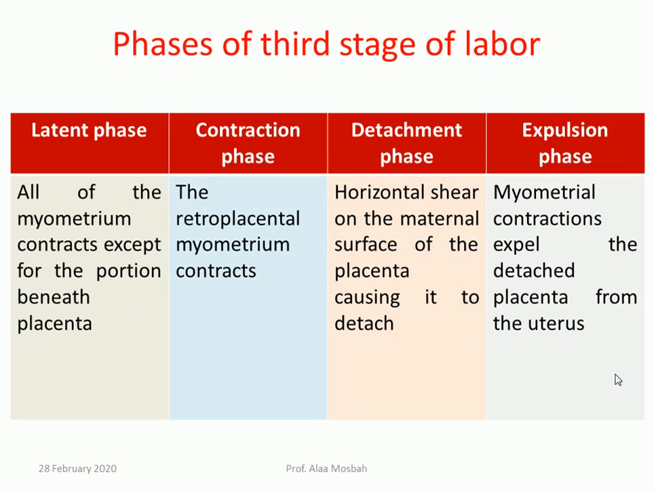What are the phases of the third stage of labor? Latent phase, contraction phase, detachment phase, and expulsion phase. In the latent phase, all the myometrium contracts except the portion beneath the placenta, while in the contraction phase, the retroplacental myometrium contracts. The detachment phase occurs with the horizontal shear on the maternal surface of the placenta, causing it to detach. While in the expulsion phase, myometrial contraction expels the detached placenta from the uterus.